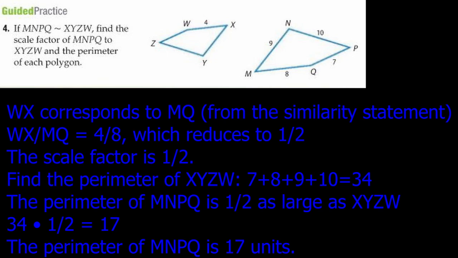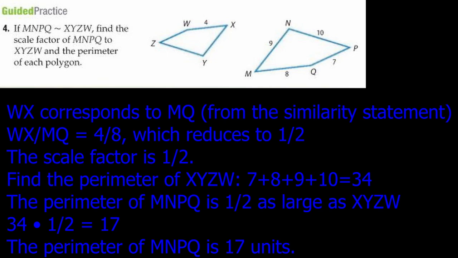I'm doing small to large. You can also do large to small. It doesn't matter. So in this case, I'm doing the small side, 4, comparing it to MQ, the large side, 8, which reduces to 1/2. So the scale factor is 1/2.